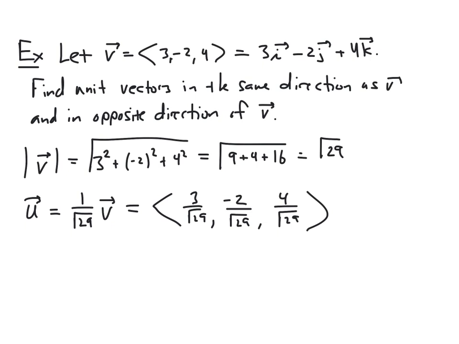So this is a unit vector which is in the same direction as vector v. It's in the same direction as v because this constant that we multiplied v by was positive. We did not change the direction. So this is the one that's in the same direction.